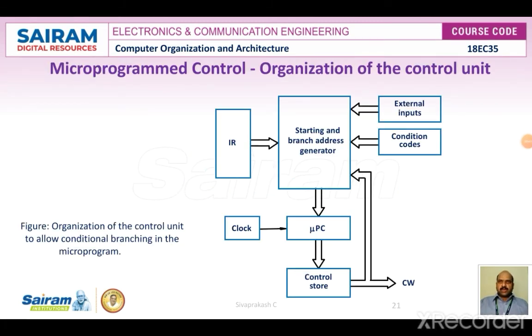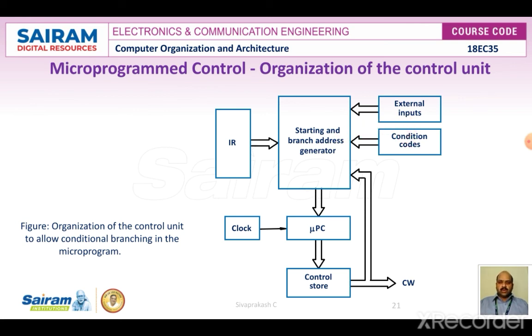To support microprogram branching, the organization of the control unit should be modified like this. The starting address generator block becomes the starting address and branch address generator. This block loads a new address into the microprogram controller when a micro instruction tells it to do so. To allow the implementation of conditional branching, the inputs to this block consist of external inputs and condition codes as well as the contents of the instruction register.